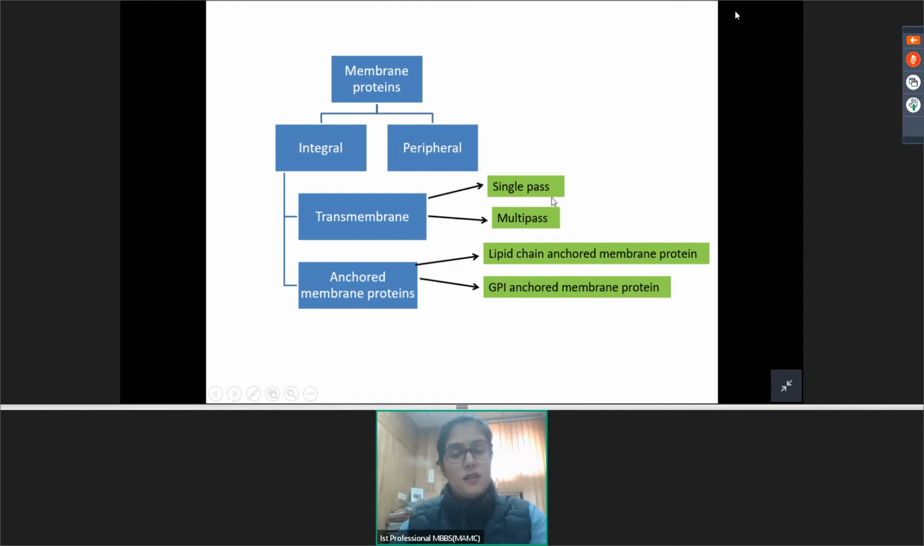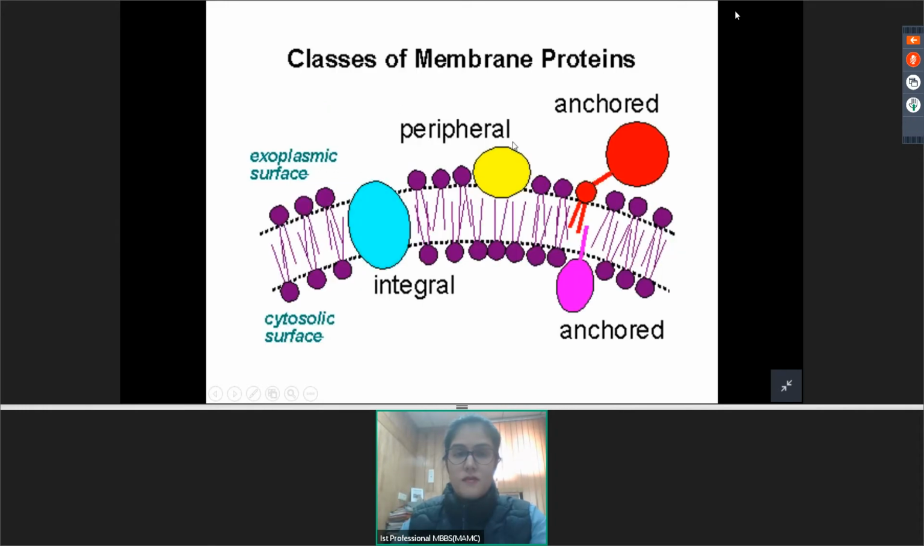Transmembrane proteins can be single pass or multiple pass. This is just a very basic picture to show what different types of protein look like. This is an integral protein. These two proteins are anchored proteins. You see these small tails. These are hydrophobic in nature, and they insert themselves within the plasma membrane, or the cell membrane, and that is how they get anchored to the cell membrane.